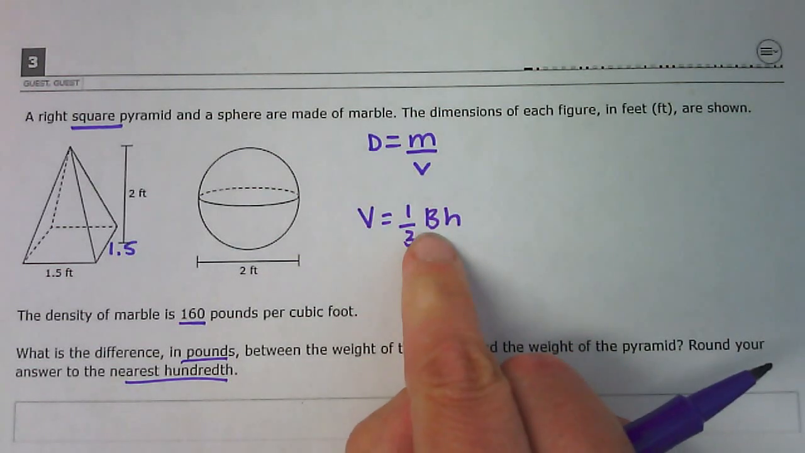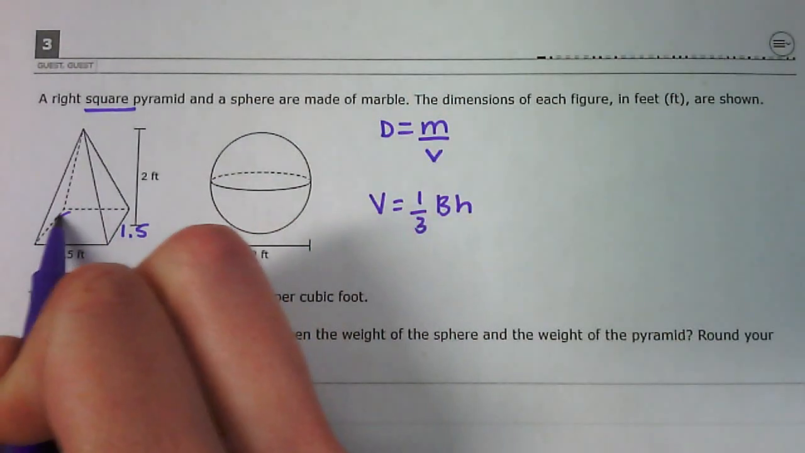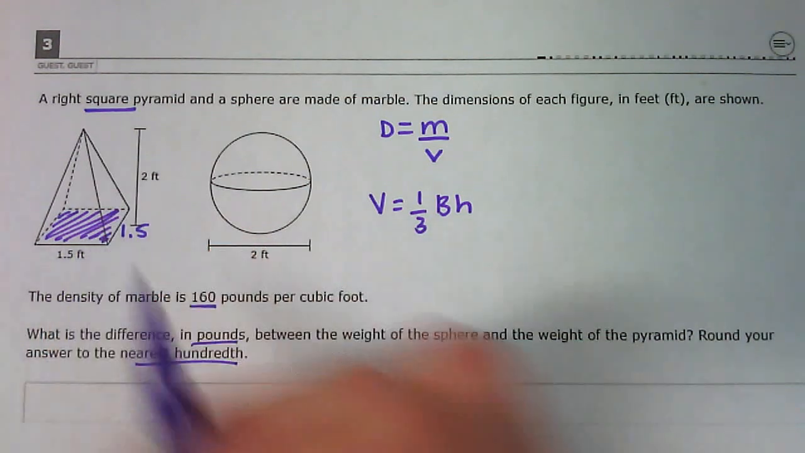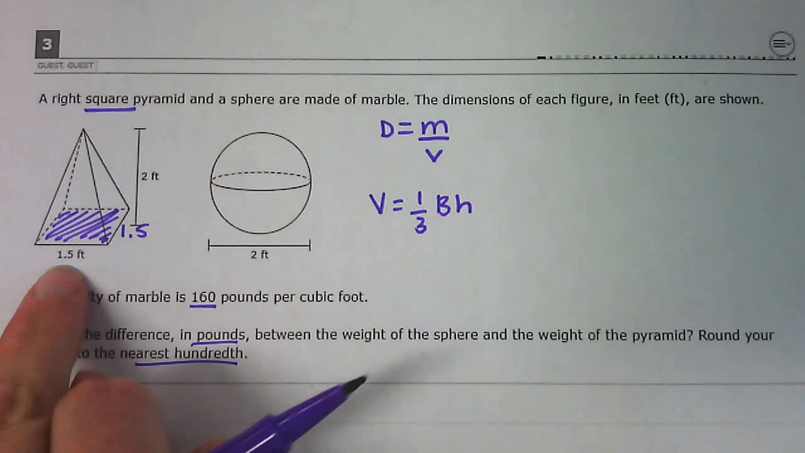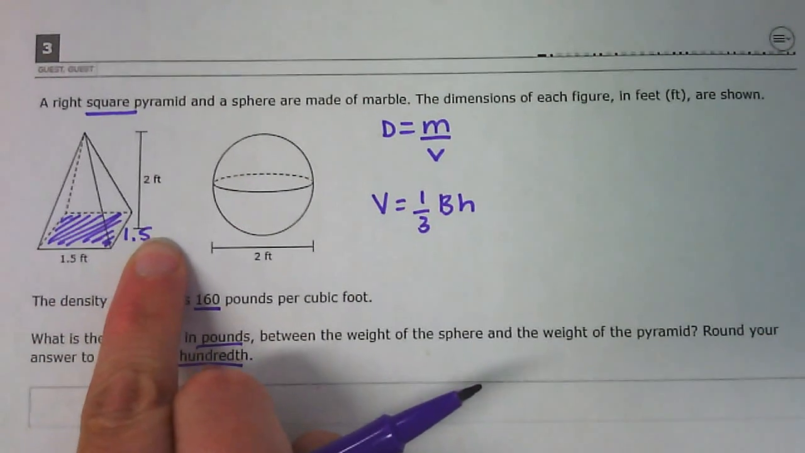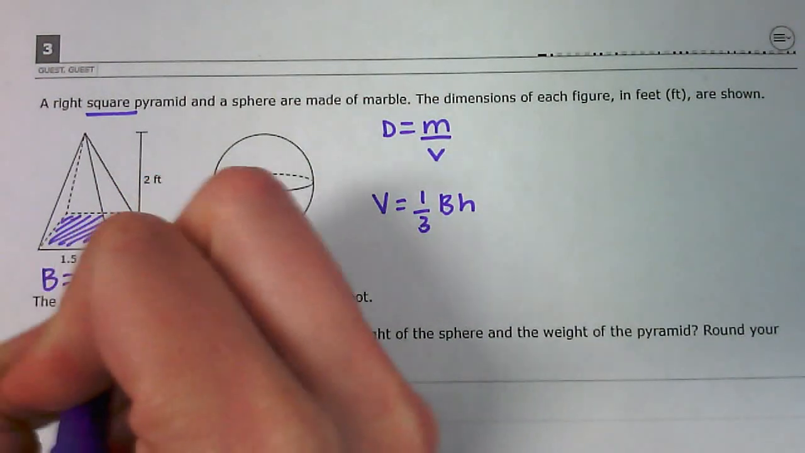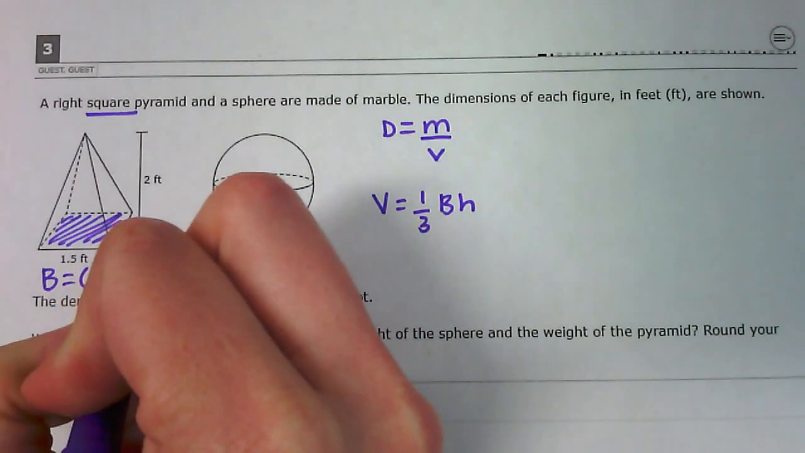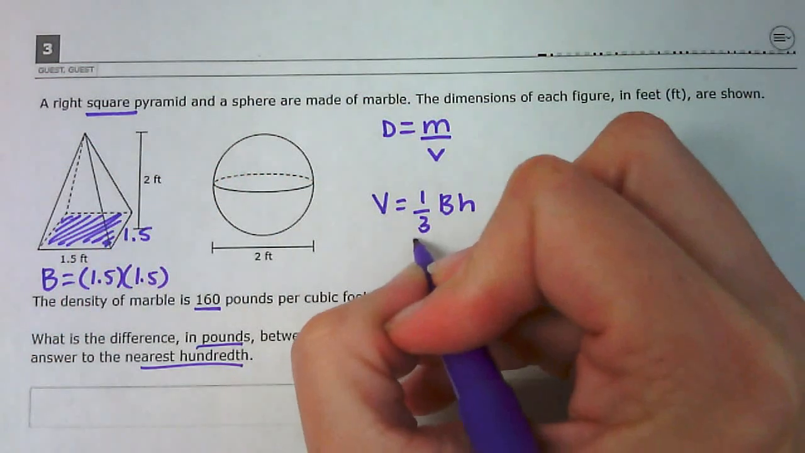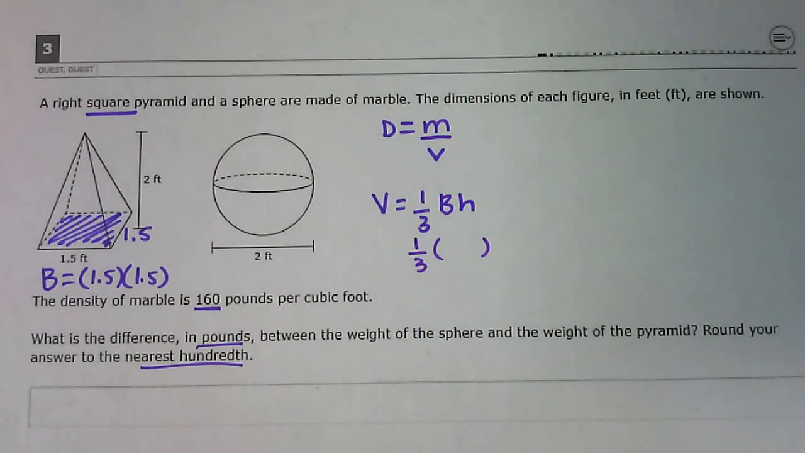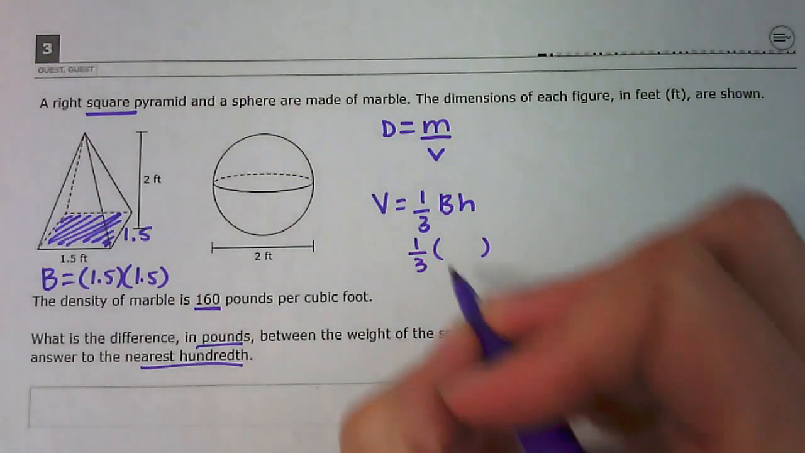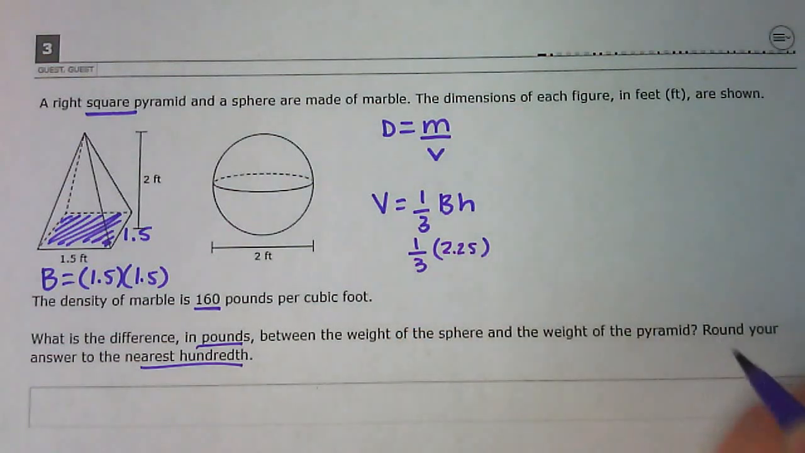The B stands for the area of the base. In this picture, since it was a square, this is our base. A square is going to be 1.5 times 1.5 for our area. So right here for our big B, we would say 1.5 times 1.5. In our formula then, we're going to plug in that for our answer. So this is going to be 2.25.